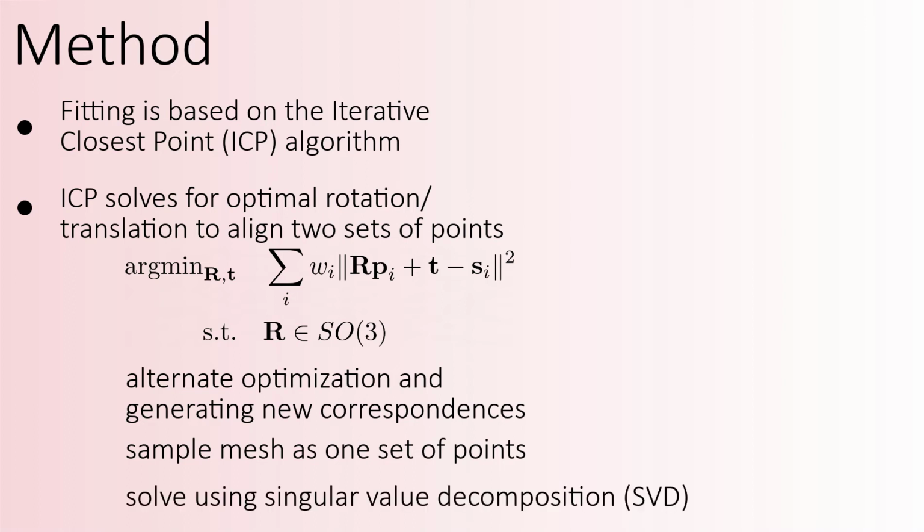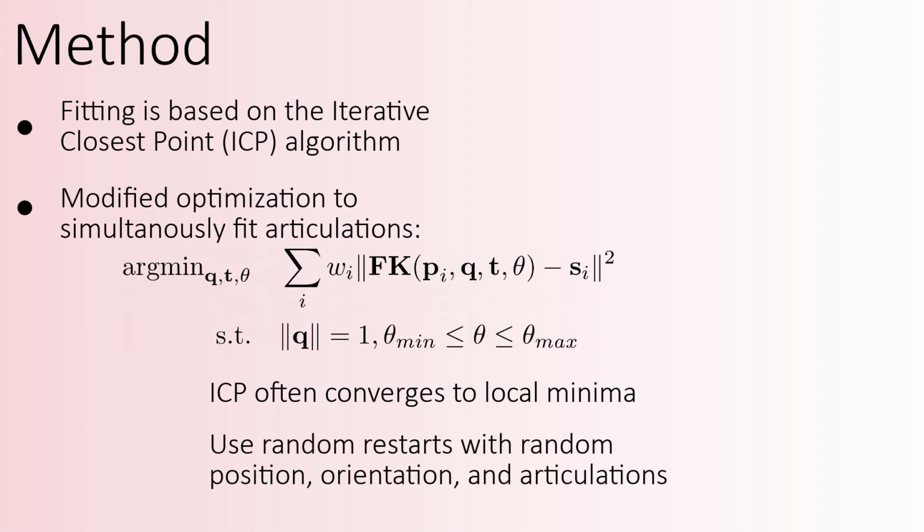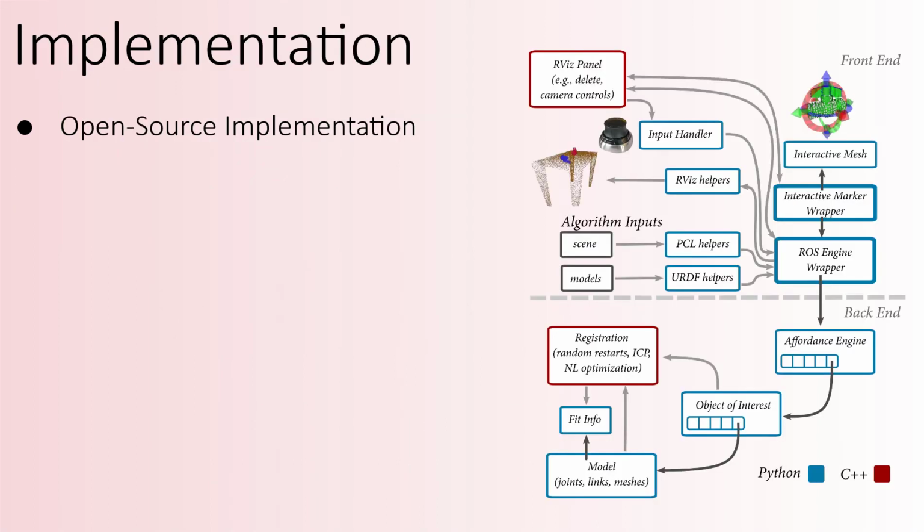To enable fitting articulations alongside the optimal rotation and translation, we instead modified the optimization step to use nonlinear fitting, which simultaneously estimates the optimal position, rotation, and articulation. The ICP algorithm is subject to local minima introduced by iteratively calculating correspondences between two sets of points. To minimize the chance of local minima, we use a random restarts procedure where the initial position, rotation, and articulation are randomized. We developed an open source implementation of our method.